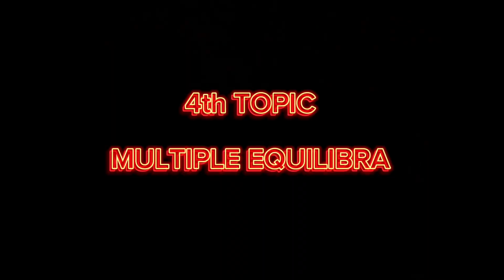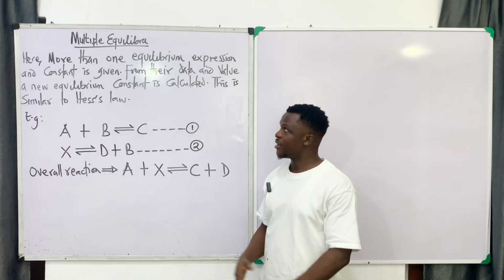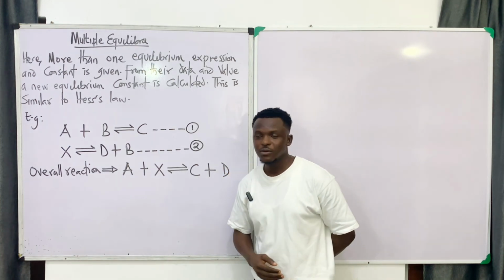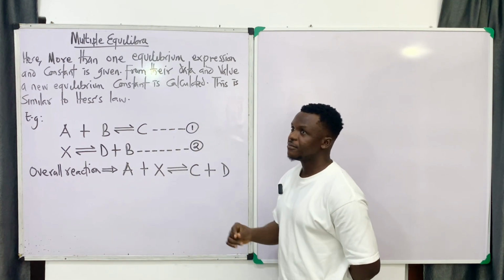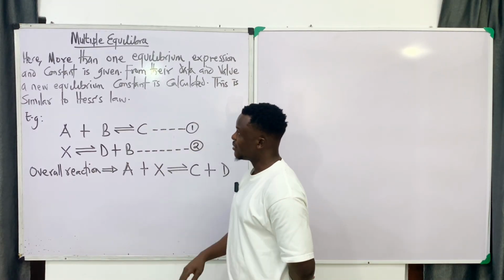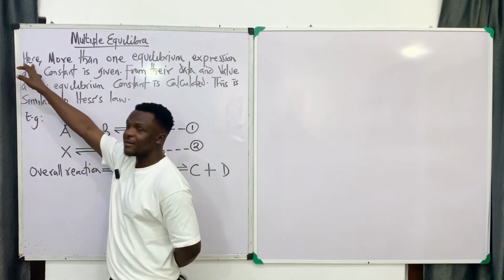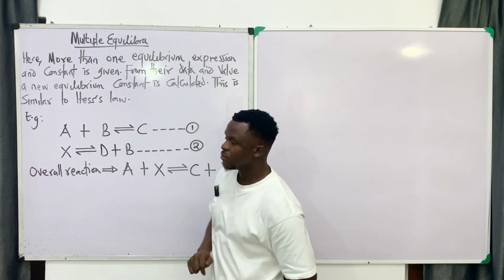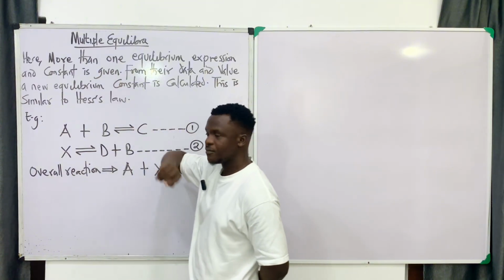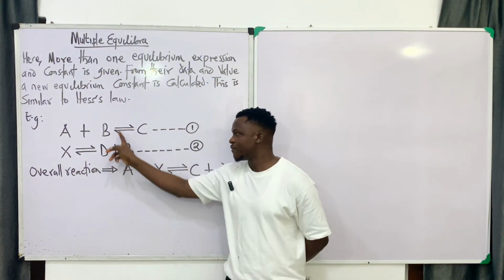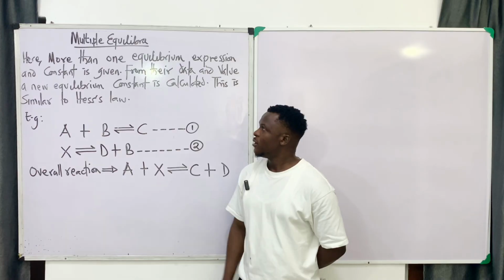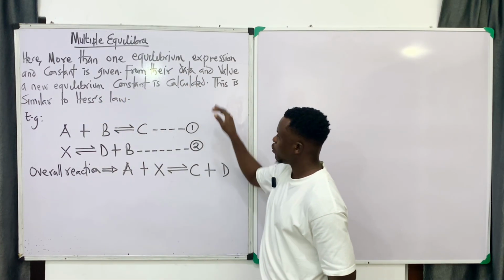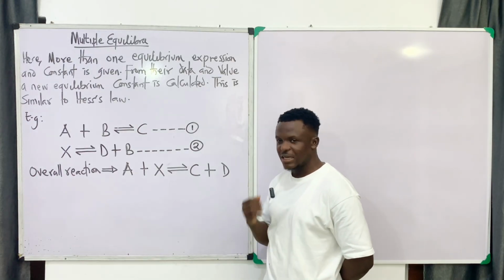Fourth topic, multiple equilibria. As the name implies, multiple. So let's look at what we have here. In multiple equilibria, I mean more than one equilibrium expression and constant is given. Like in this case, we have two equilibrium reactions. Now from their data and values, a new equilibrium constant is calculated. This is similar to that of Hess law.